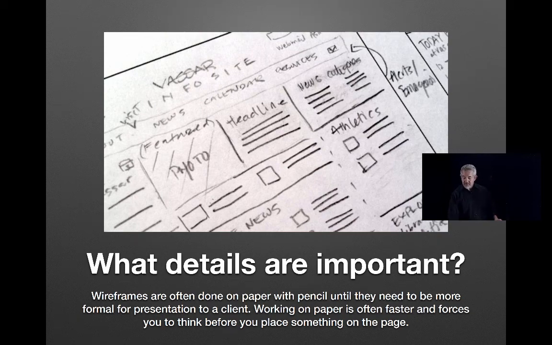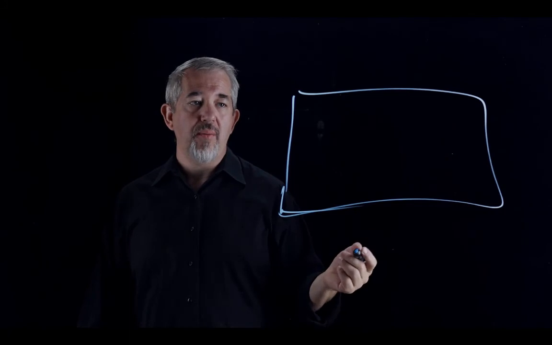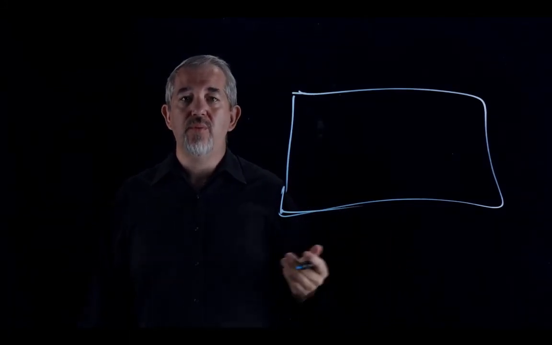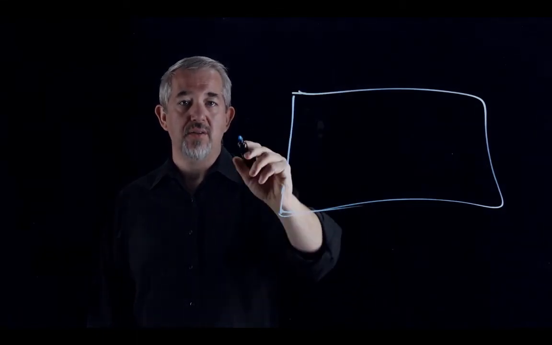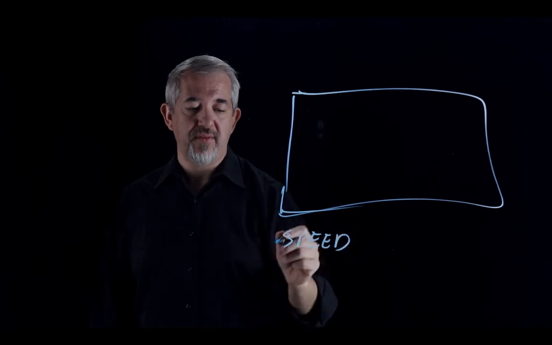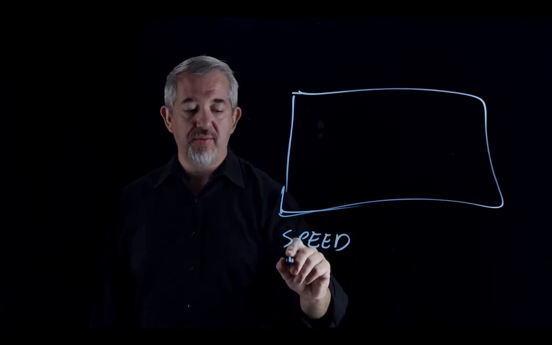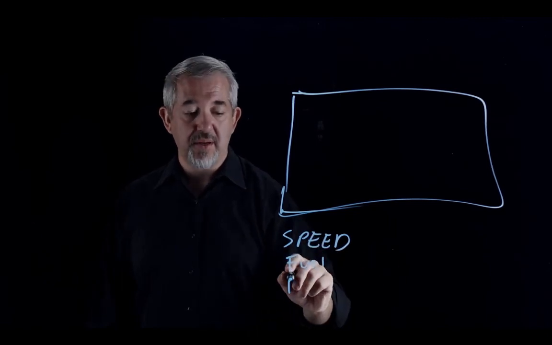Typically, let's say we're going to do a wireframe for a game. I'm going to pick something like a car racing game. So here's my screen, and on the screen, what do we need to know? Well, I'm going to need to know speed. So let's write right here, we're going to need to know my speed. Maybe I want to know fuel. Maybe something about damage.